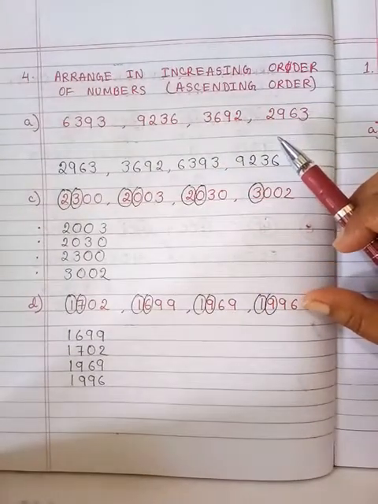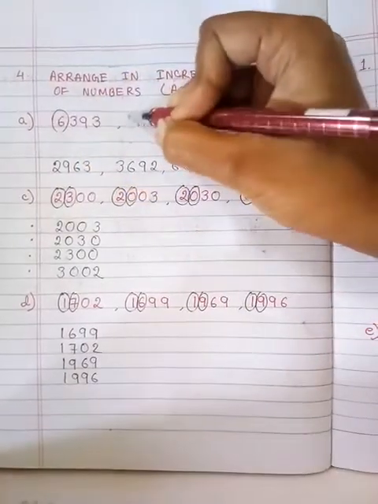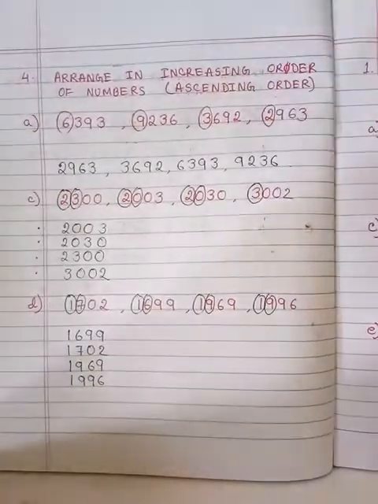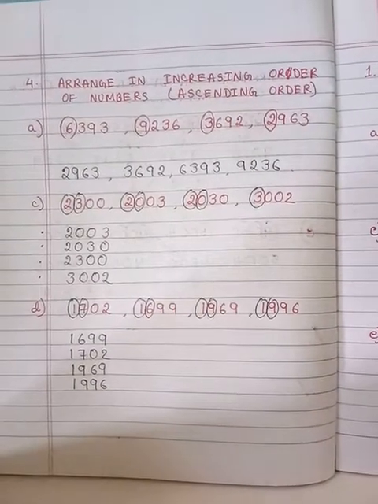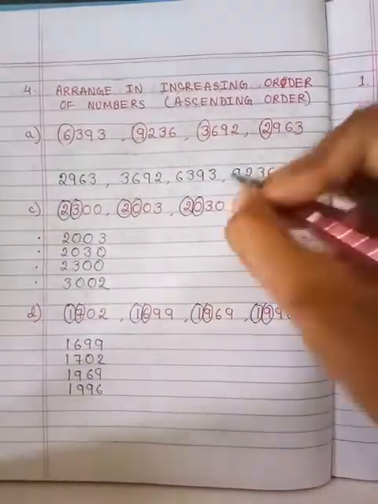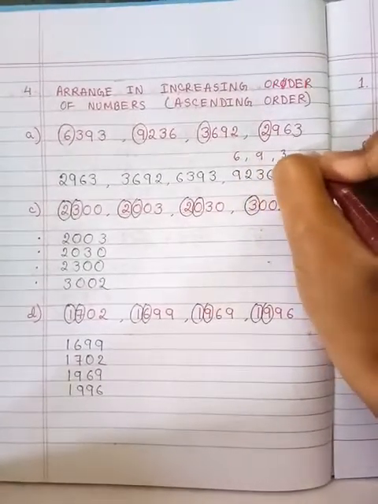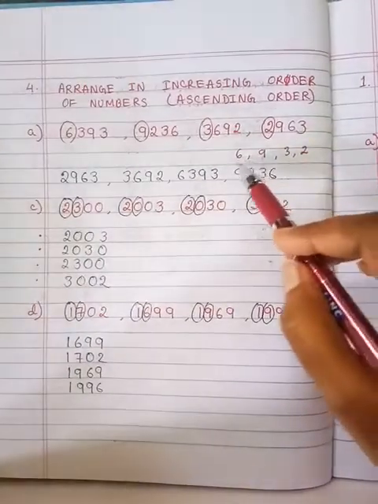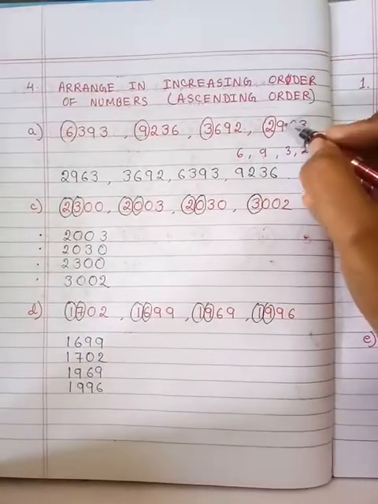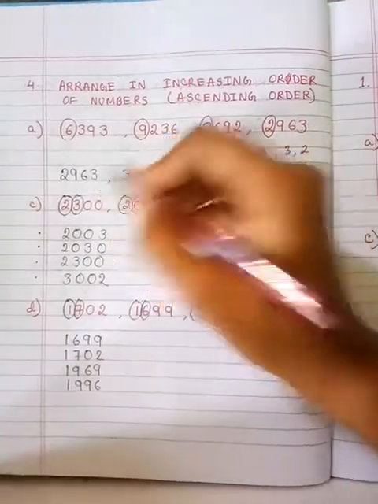All are 4-digit numbers. First check the first digit. Circle the first digit. So the numbers are 6, 9, 3, 2. Among these numbers, which one is smallest? 2 is smallest. 2 belongs to this number, 2, 9, 6, 3. So write down this number first.